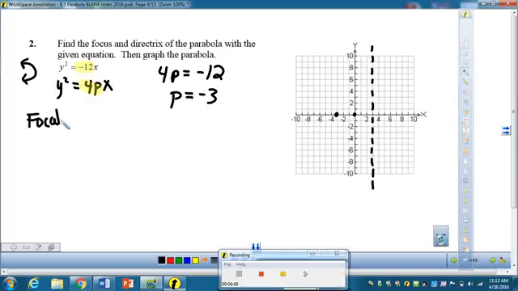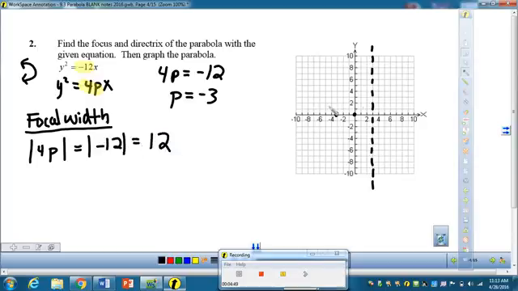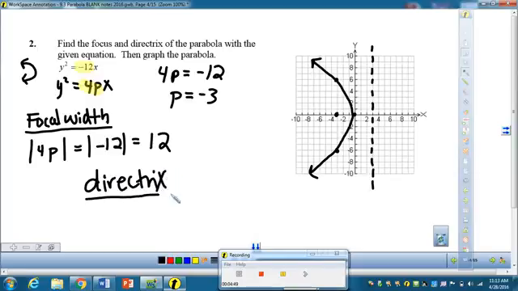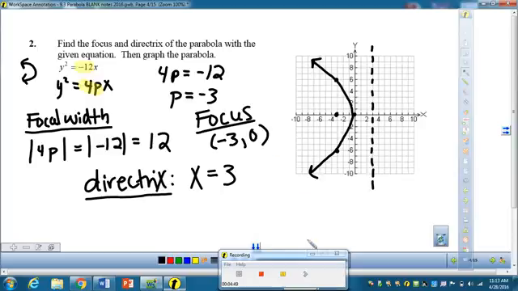And the focal width is the last thing we need to get our parabola drawn. It's the absolute value of 4p. So in this case, that's the absolute value of negative 12, so that turns it into positive 12. So starting here at our focus, we're going to count up 6 spaces. We're going to count down 6 spaces. So that full length there is 12. And then we're going to connect the endpoints through the vertex. The directrix is the equation x equals 3, and the coordinates of the focus are negative 3, 0.